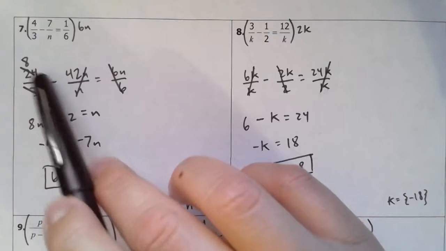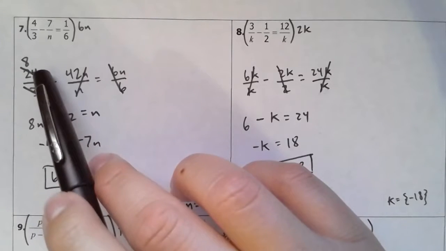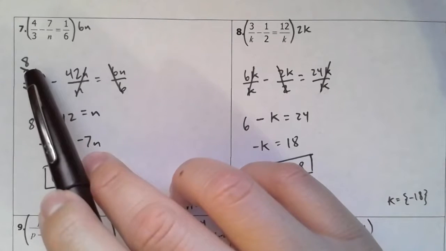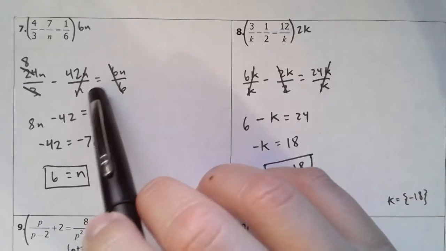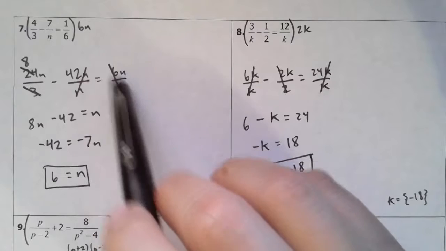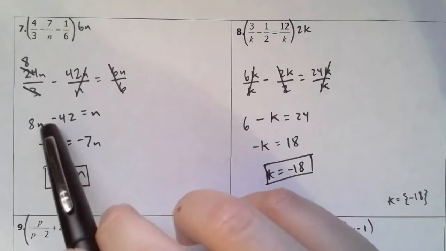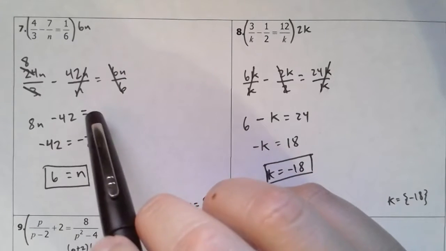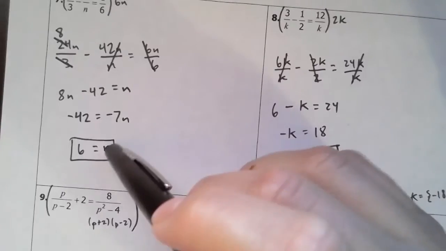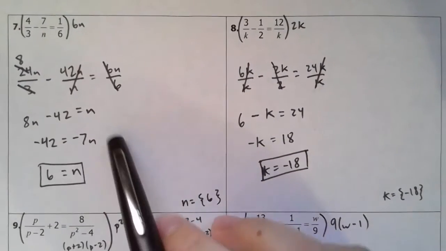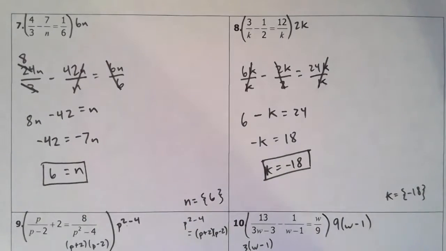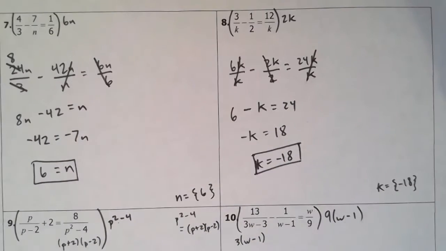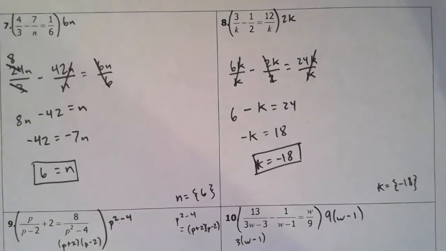What I did from here, sorry, is I simplified. 24 over 3 became 8. In 42n over n, the n's canceled, and in 6n over 6, the 6 is canceled. So that gave me 8n minus 42 is equal to n. Then from here, just solve, right? There's just one variable, so get your variables on one side and the constants on the other, and I got that n is equal to 6.